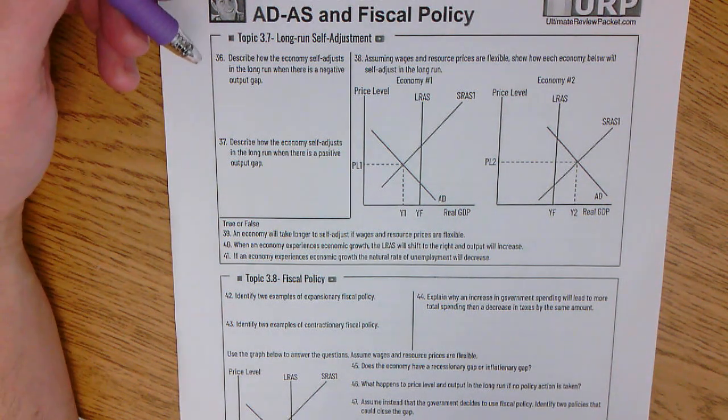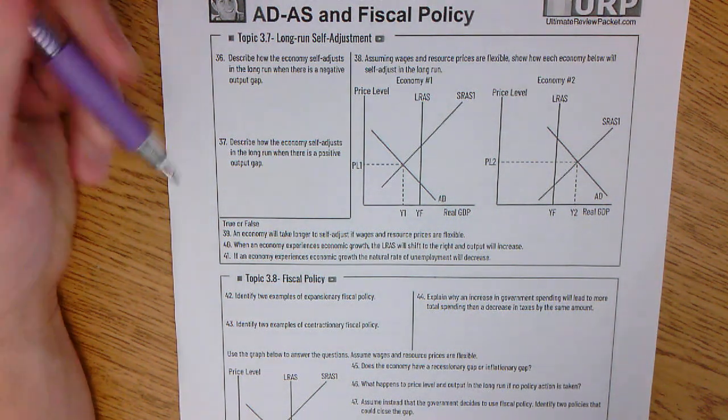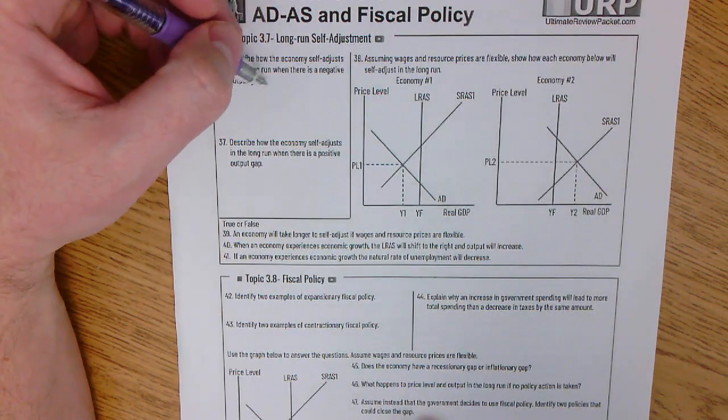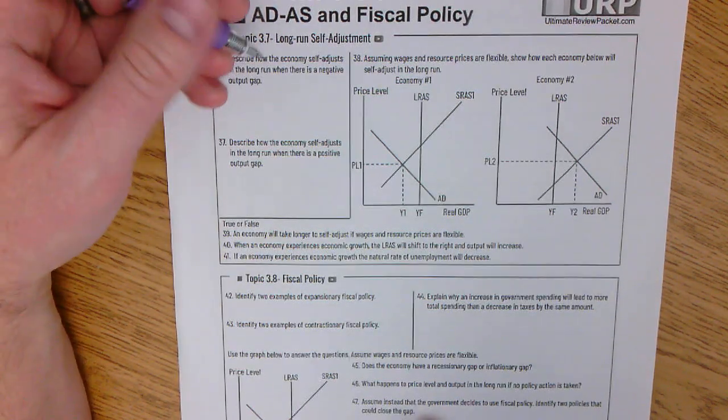Alrighty, let's take a look at the next part of Unit 3. Unit 3 is kind of a bigger unit, so we'll just do it in chunks. Describe how the economy self-adjusts in the long run when there's a negative output gap.